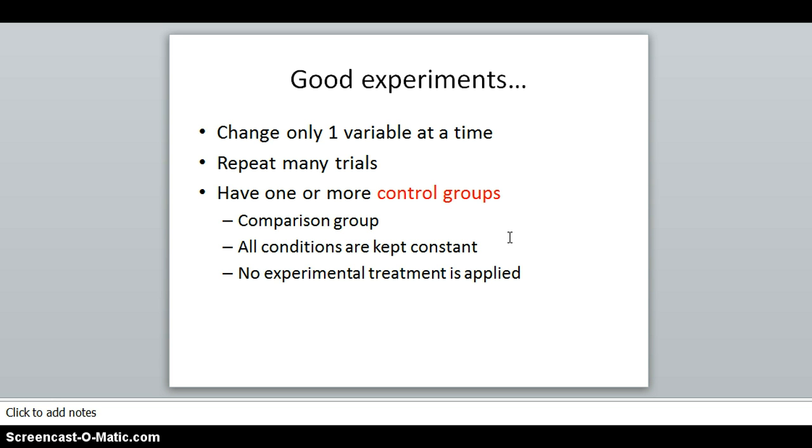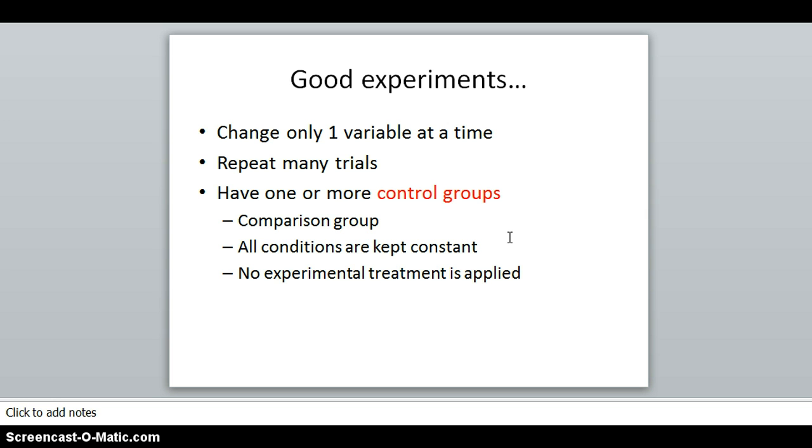Lastly, a good experiment has at least one control group. A control group is an experimental setup that is used to compare against. It is an experiment that is set up so that you know what the results will be. Oftentimes, water is used instead of some chemical or treatment that's being tested. It's used as a negative control, because we know there won't be any reaction.